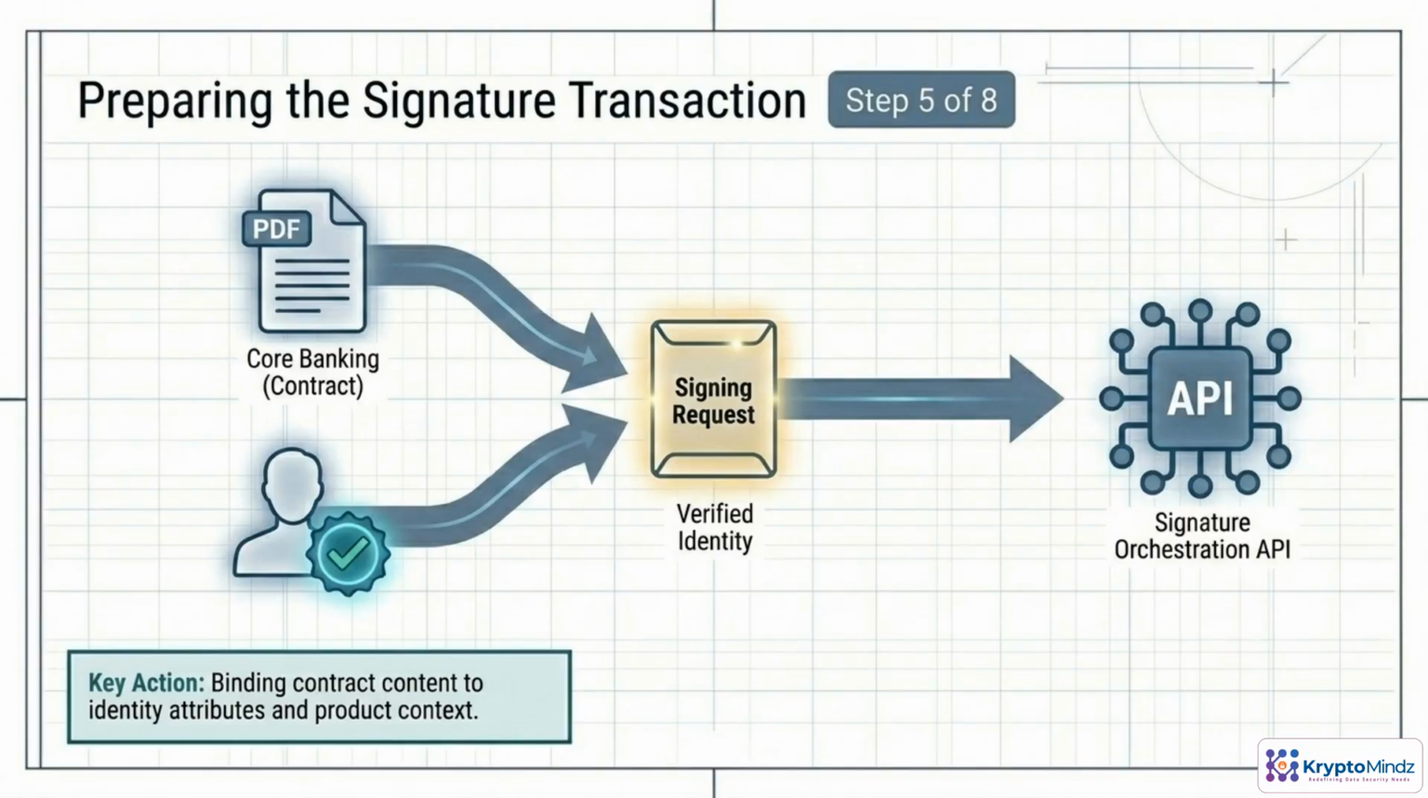After approval, the system turns that decision into a legally binding contract. The product or core banking system generates the contract and embeds all required disclosures. That document is tightly bound to the verified identity, product identifiers, timestamps, and decision data. Using this package, the backend calls the qualified signature service, which creates the signing transaction and notifies the customer with a secure screen or link, often protected by OTP.